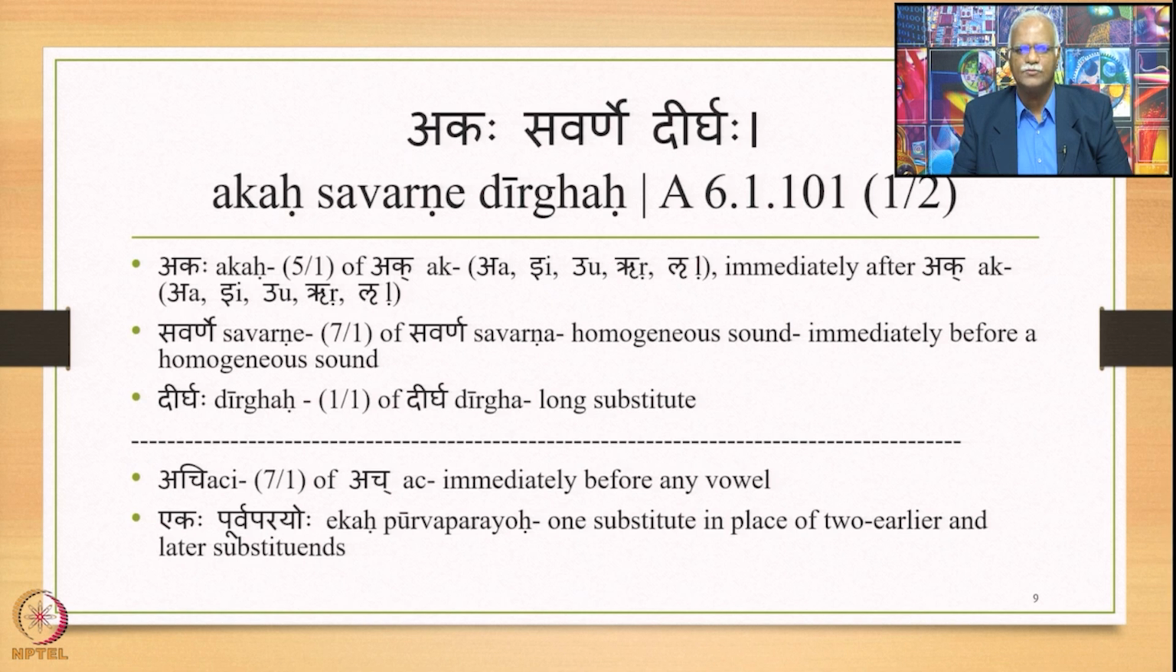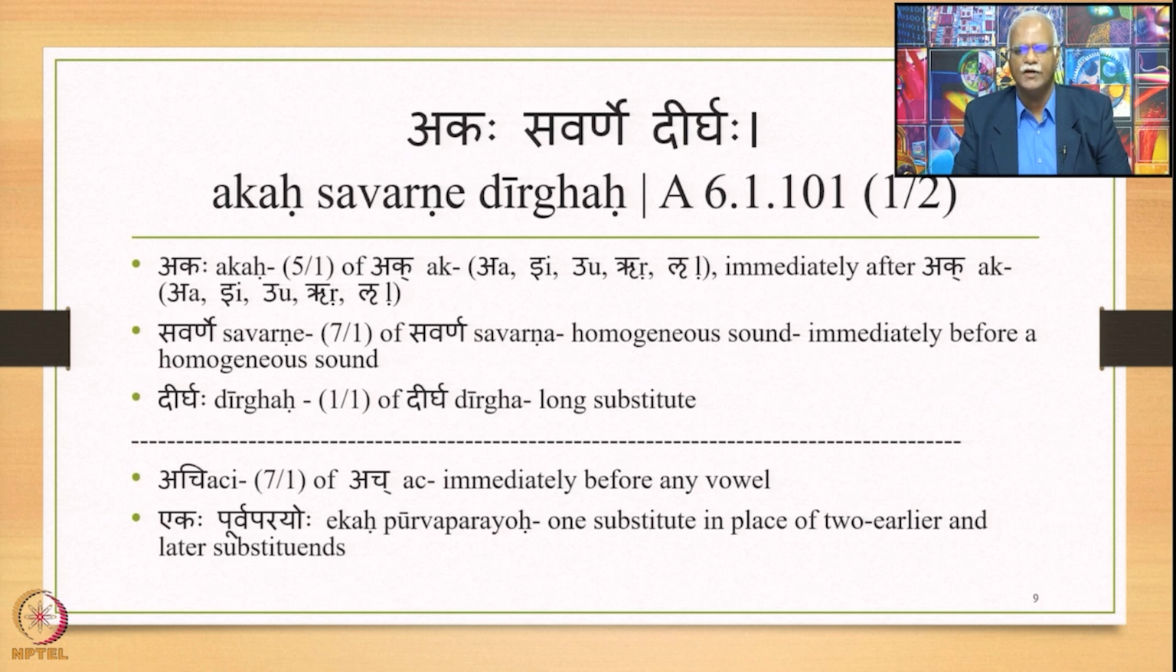The second word in the sutra is Savarne, 7/1 of Savarna. Savarna is a homogeneous sound. Immediately before a homogeneous sound is the meaning of Savarne. How to decide what is a Savarna sound with reference to another sound? We have already studied this. Tulyasya Prayatnam Savarnam and Najhalau, they define what is a Savarna. And in today's lecture, we are also going to see the exceptions of this definition.